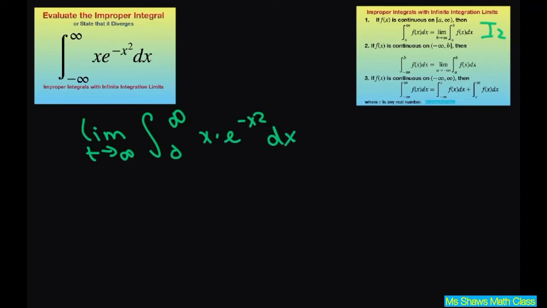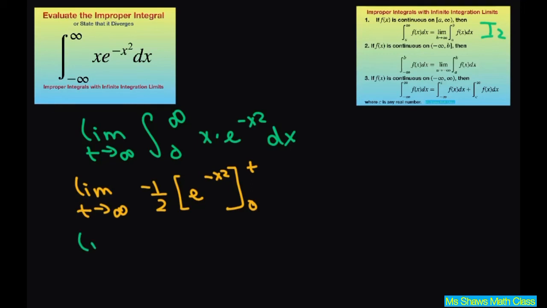All right, so this is going to be the limit as t approaches infinity, and then if you integrate this, you're going to get negative 1/2 e to the power of negative x squared, and then we have t to 0. So substituting everything in, let's use a different color. The limit as t approaches infinity, negative 1/2 times e to negative t squared minus 1.